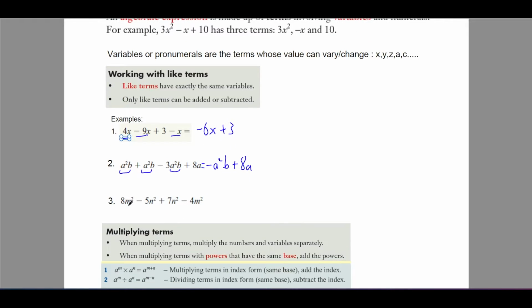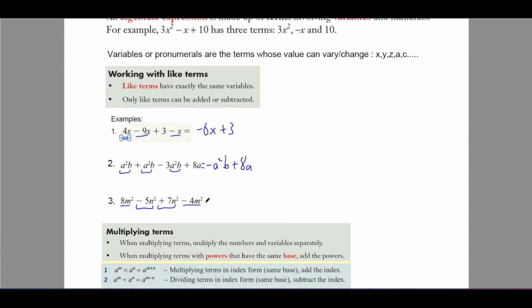Okay. Let's look at example 3. So example 3, where are the apples? So I can put this one with this one, right? And then I can put this one with this one, right? Because this one has m squared and this one has m squared. This one is n squared with n squared.